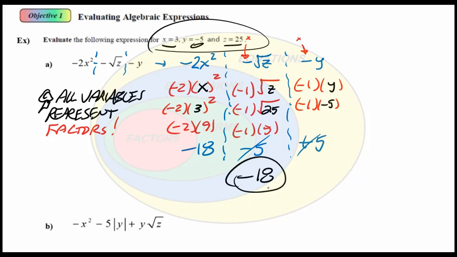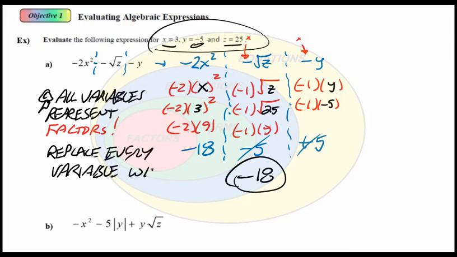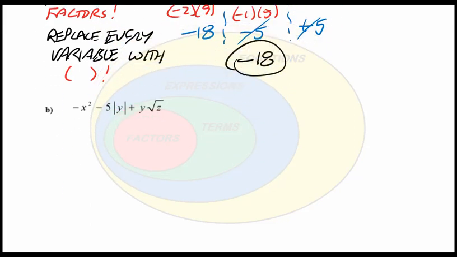So if every variable in an expression represents a factor, then I'm going to replace every variable with a set of open parentheses, because they represent factors. That'll make it a little easier to go through the composition of this next expression.